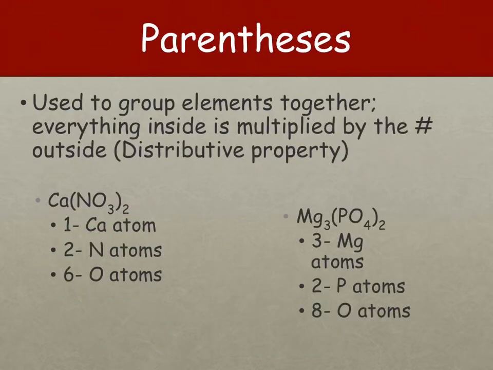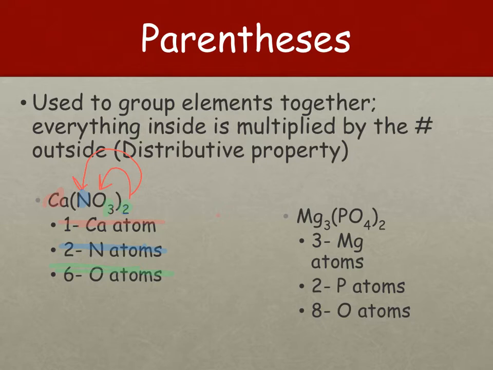So with the parentheses, let's practice doing this. Don't forget that the parentheses are essentially like a distributive property. In this case, this 2 belongs to the oxygen atoms, and it belongs to the nitrogen atoms, but not to the calcium. So we only have one calcium here, but we have 2 times 1 gets me 2 nitrogens, and 2 times 3 gets me 6 oxygens. We had to distribute there.